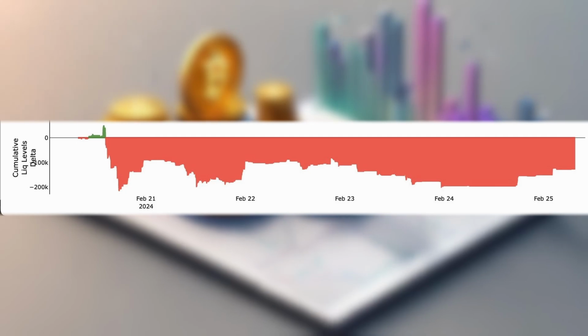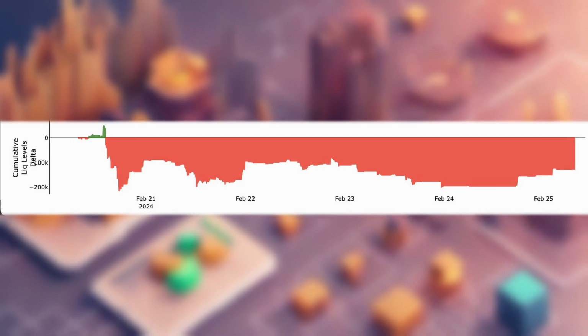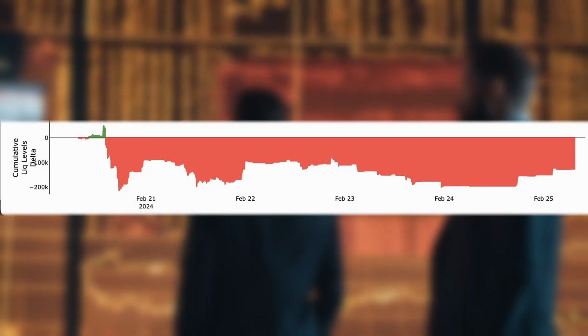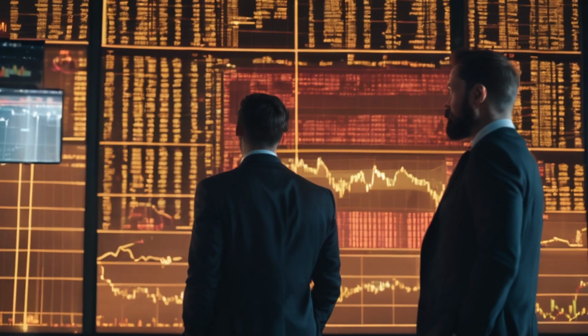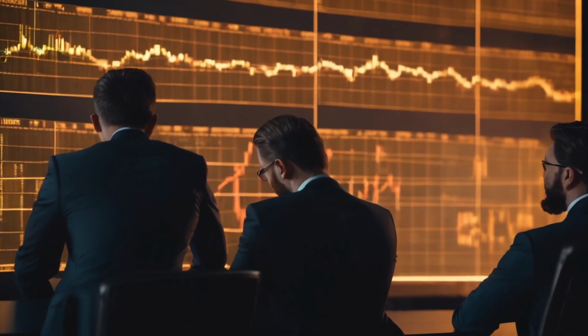So the cumulative liquidation levels delta is demonstrating the gap between the short and long liquidations. Whichever side has more liquidity, as indicated by the delta, the price is probably going to shift in that way when the differential is really big.